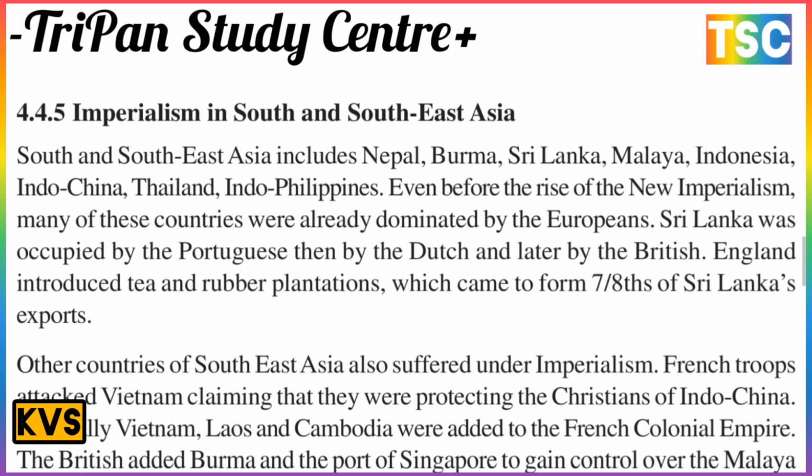French troops attacked Vietnam, claiming that they were protecting the Christians in Indochina. Gradually, Vietnam, Laos, and Cambodia were added to the French colonial empire. The British added Burma and Singapore to gain control over the Malaya states. That is important.